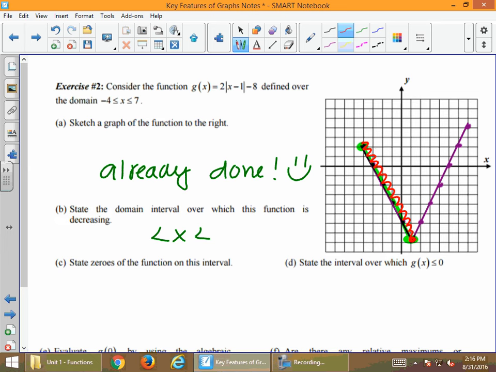Well, where are we starting? What's the top of our hill? What x value? Negative what? -4. Where are we stopping? We start here, we fall down, and we end up at 1. That's where it's decreasing, because once we hit 1, we immediately start going back up.